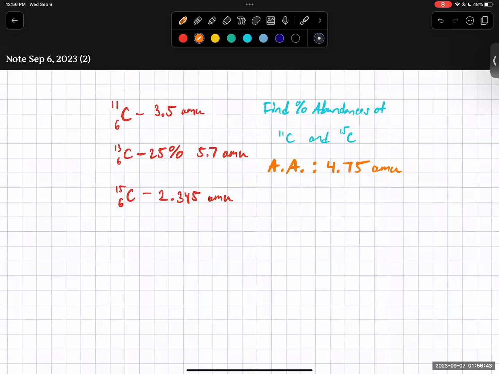Kind of off topic, but is that true for all isotopes? Because I know carbon has, I think, like 14 isotopes. Yeah, they all have to add up to 100% because that's what makes up everything. So we know that X plus Y has to equal 0.75. Because they both have to add up to 75%. So X plus Y equals 0.75.